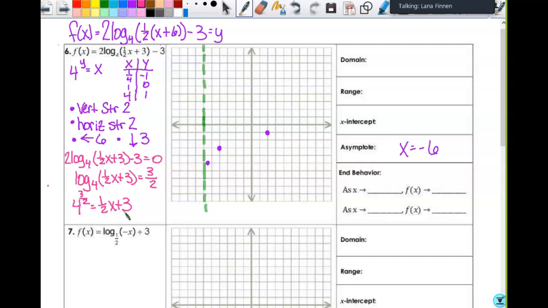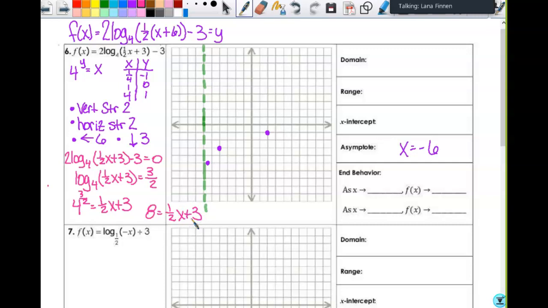So what is 4 to the 3/2 power? How do I figure that out easily? What's 4 to the 1/2 power? It'd be 2, and then 2 to the 3rd is 8. So 4 to the 3/2 power, that's 8. All you have to do is take the square root and then cube it. So we're going to get 8 equals 1/2 x plus 3.